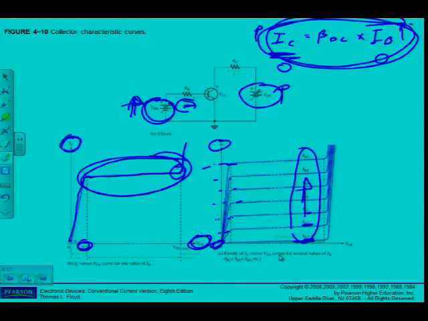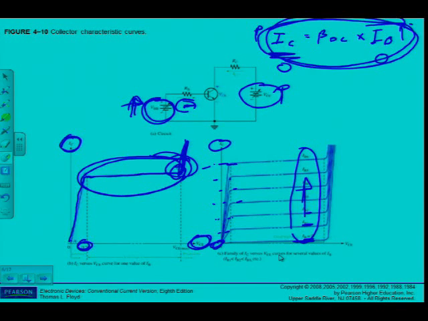When VCE reaches a sufficiently high voltage, the reverse biased base collector junction goes into breakdown and the collector current increases rapidly, as we've seen here, and this is the area where the transistor should not be used. Then it goes into breakdown, burns out, and doesn't work anymore.